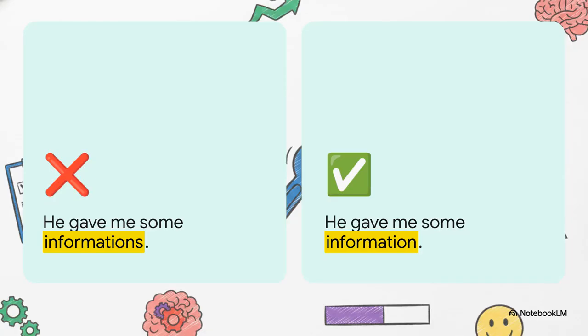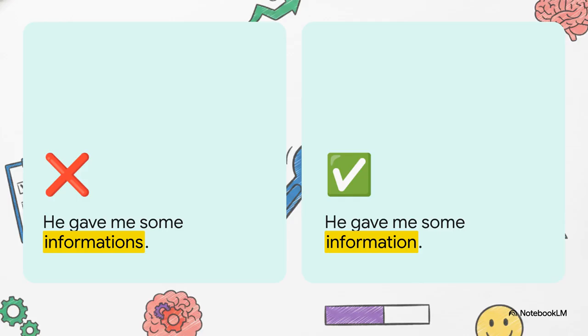Similarly, we run into trouble with uncountable data. Words like information, advice, news, and traffic are bulk concepts. They just don't have plural forms. So the glitch, "he gave me some informations," instantly crashes the system because these words are uncountable, no plural forms, and no "a" or "an" modifiers are allowed.